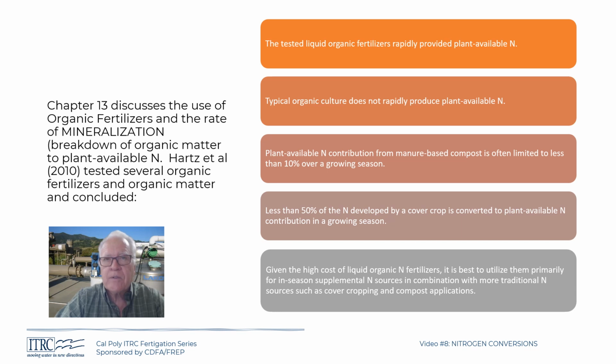And when you're trying to really nail the nitrogen concentration in the soil with the uptake and avoiding leaching, it gets a bit difficult. So the next to last box says less than 50% of the nitrogen developed by a cover crop is converted to plant available in a growing season. Now, certainly this has to depend on where you are, but this is the work that Hart showed.